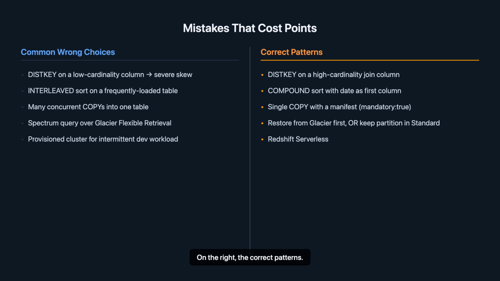On the right, the correct patterns. DISTKEY on a high cardinality join column. Compound sort with date as the first column. Single copy with a manifest and mandatory true. Restore from Glacier first or keep the partition in standard. And Redshift serverless for intermittent workloads. These 5 pairs cover most of the Redshift mistakes the exam tries to catch you on.